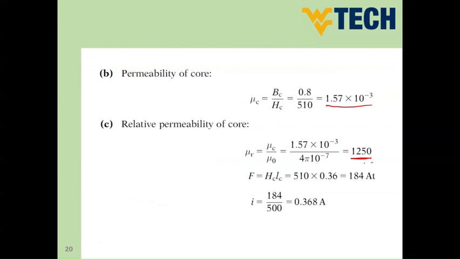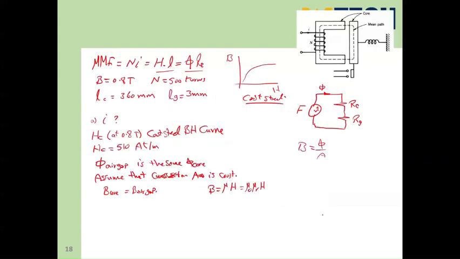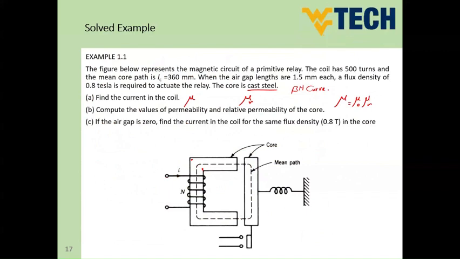So this is the remainder of part B, and part C starts from here. So we have now the total F is going to be just the core F or force. So F equals HC times LC, which is calculated before, 184. And now we can say the current equals 184 divided by 500, which is 0.368 ampere. If you compare now, you will find that the current will be very small once the relay is attracted or the relay is turned on.